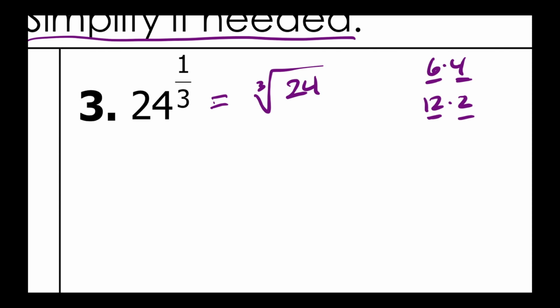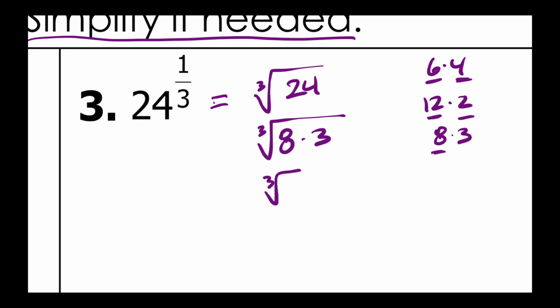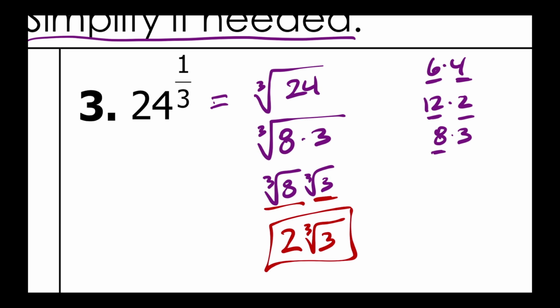Ooh, someone just said it right now. Mister, what about 8 times 3? Yes, because 8 is a perfect cube. 8 is 2 times 2 times 2. So I would do this, cube root of 8 times 3. Then I would separate them, cube root of 8 times the cube root of 3. Well, the cube root of 8 is 2. And this would stay the same, cube root of 3. Yeah?